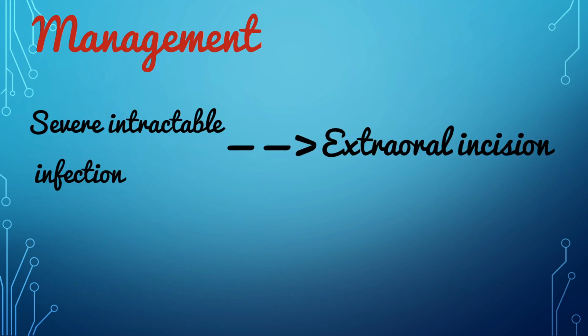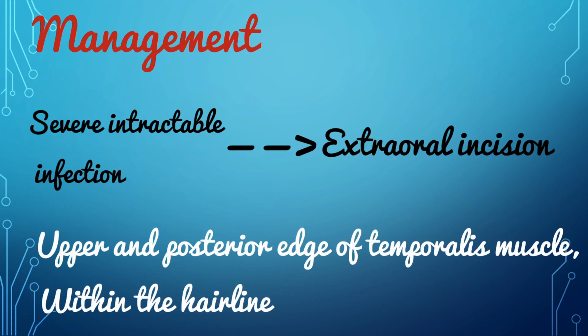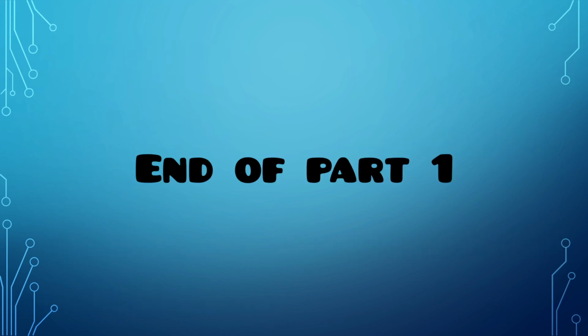In severe intractable infection, an extraoral incision is the only method of drainage. The incision is made at the upper and posterior edge of the temporalis muscle within the hairline. A sinus forceps is then directed upwards and medially, and the pus is evacuated. So that comes to an end of the primary maxillary space infections.